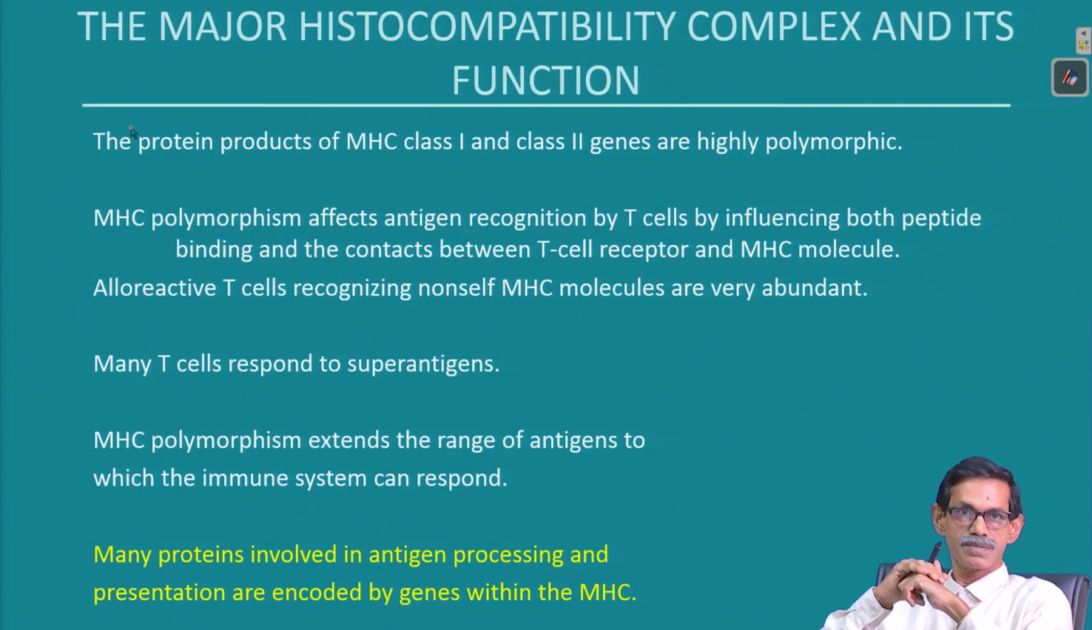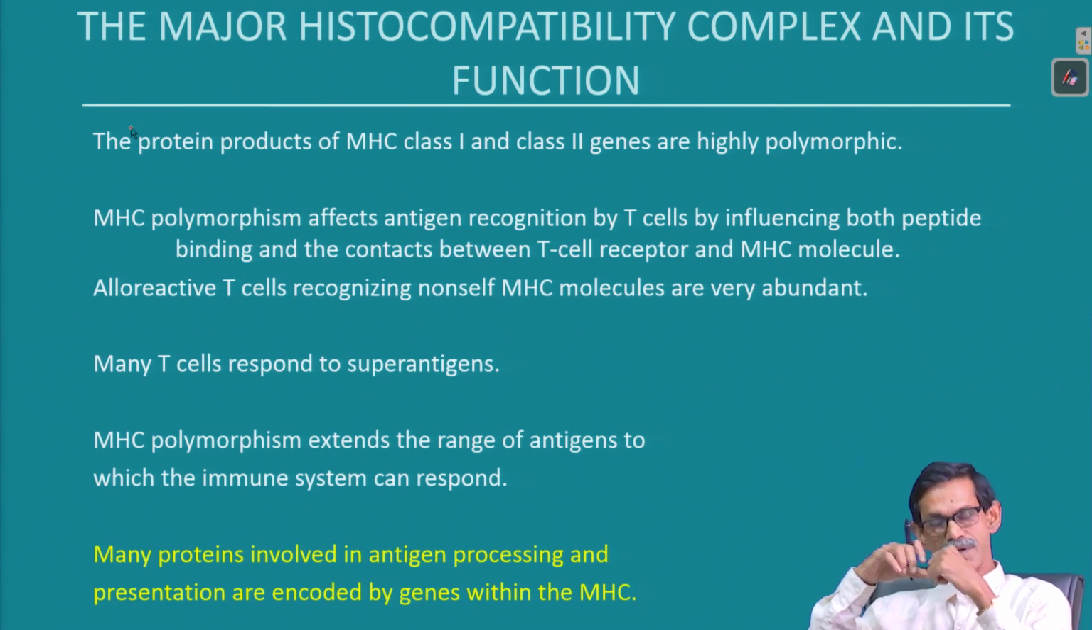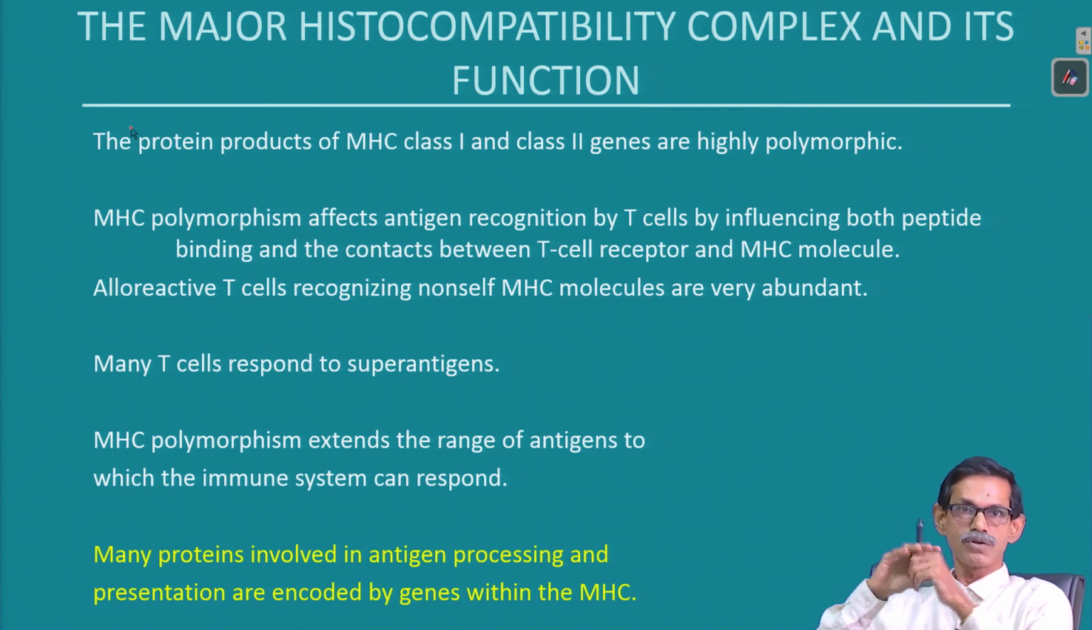Okay. So, that part. Alloreactive T cells recognizing non-self MHC are very abundant, which we just showed. We also said that this is responsible for rejection of the transplanted organ, or host versus graft rejection or reaction. Many T cells can respond to superantigen, which we just discussed. Okay. MHC polymorphism extends the range of antigens to which the immune system can respond. So, the importance of polymorphism.